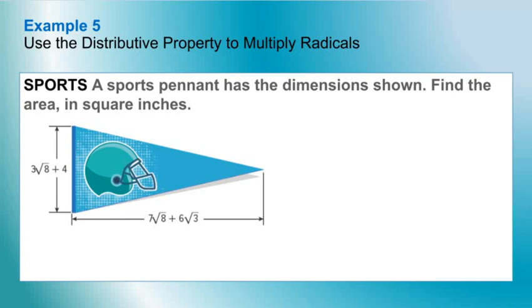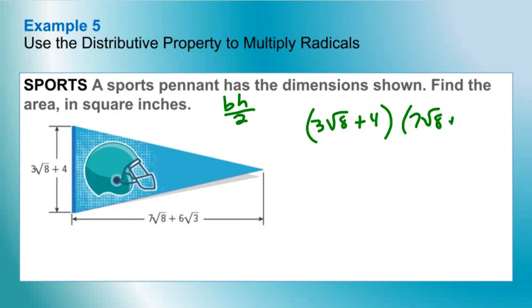Next problem. Example 5, use the distributive property to multiply radicals. So the sports pennant has the dimensions shown. Find the area in square inches. The area of a triangle is base times height divided by 2. So we're told the base is 3 square root of 8 plus 4, times the height, which is 7 square root of 8 plus 6 square root of 3. And we're going to divide all that by 2.